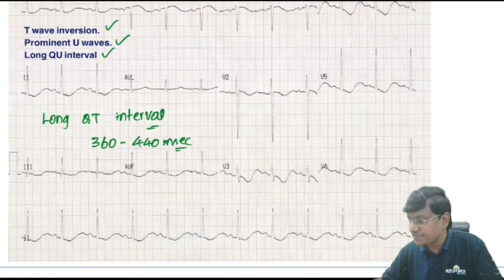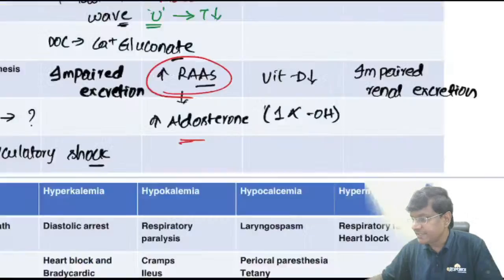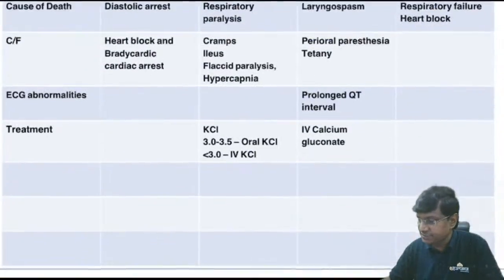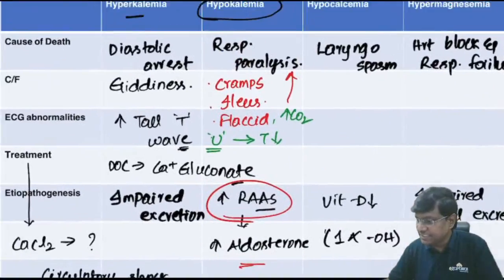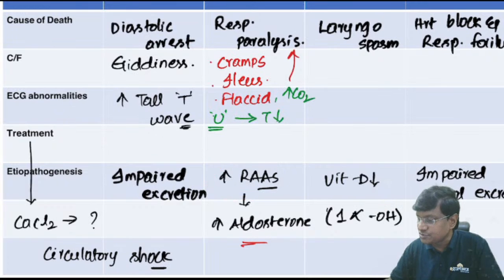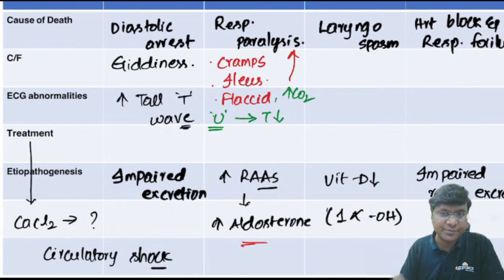Then how do you treat these patients with hypokalemia? Diagnosis of hypokalemia is that you will check the serum potassium levels, and not only the serum potassium levels, the next important thing is you also need to do the ECG. Now, how will you treat these patients? The treatment of hypokalemia is that you need to give potassium chloride.